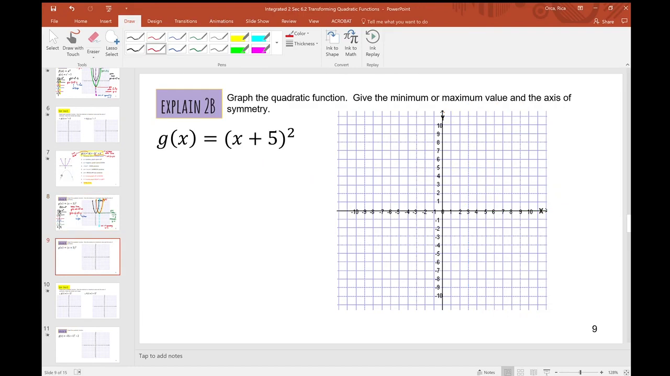Graph the quadratic function, give the minimum or maximum value, and the axis of symmetry. We have x plus 5 squared. Start by graphing f of x. Make a table.